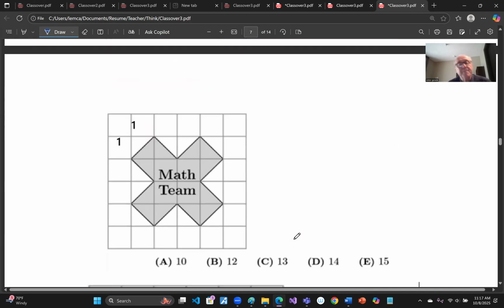Let's solve the problem on this rule. We have a ruling paper with the side of the cell equal to 1. And we have some shaded area here. What is the area of this region?